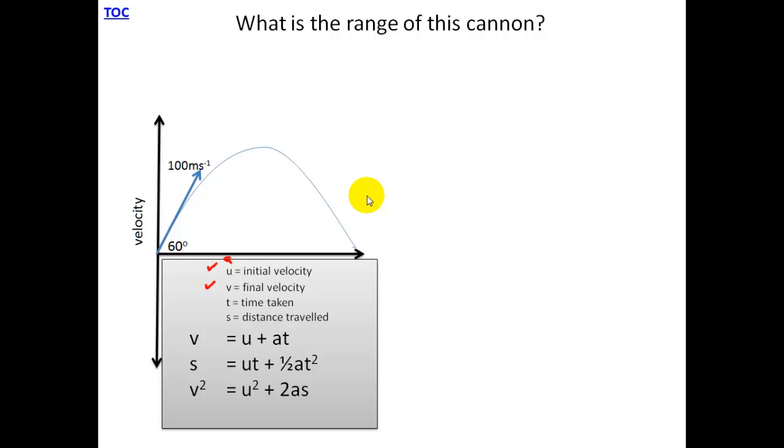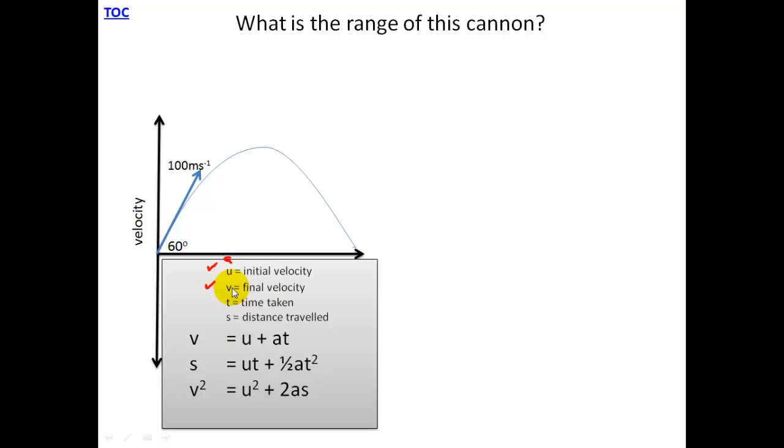Okay, I'm going to walk you through this question, which is the range of the cannon. If the velocity is 100 meters a second, you need to find out what the horizontal component is of that, and the vertical component. Once you know the vertical component, you can find out what u is, which is going to be the vertical component of 100.